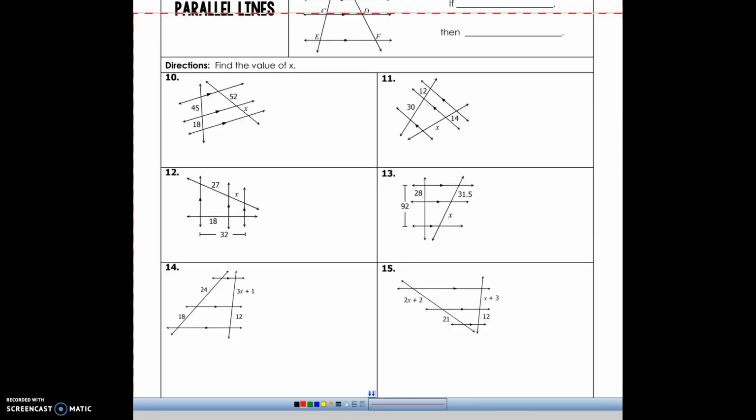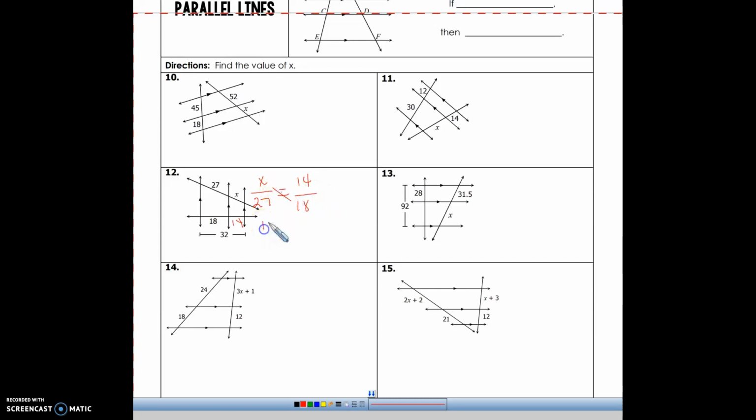Okay, let's look at 12 together. Again, you have 3 parallel lines cut by 2 transversals, so we're still going to set up proportions, except this time you know the whole length from one end of the parallel line to the other. Very easy, we can find that missing length. All we have to do is 32 minus 18, and so I know that this length is 14 there. So I can set up a proportion: x over 27 equals 14 over 18.